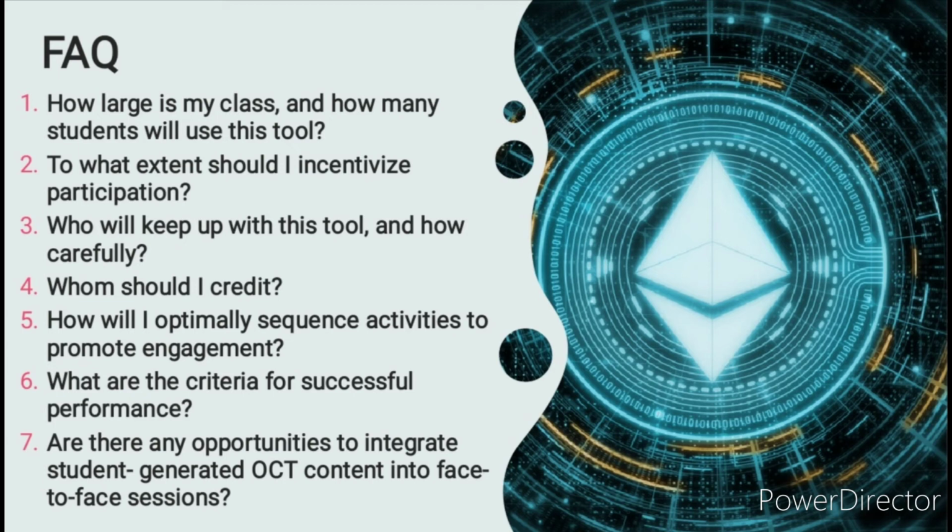Number 4, whom should I credit? The teacher will credit the student and the student will credit the teacher. Fifth question: how will I optimally sequence activities to promote engagement? With your final lesson plan, you will give activities sequentially with your online collaboration tools, or OCT, and your presentation.